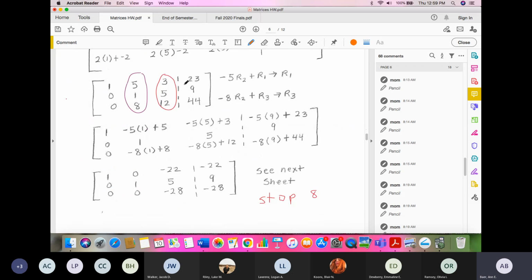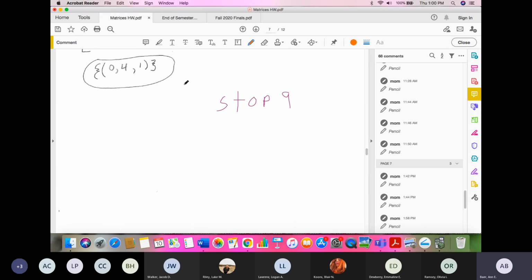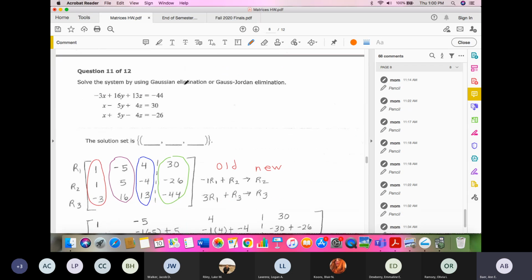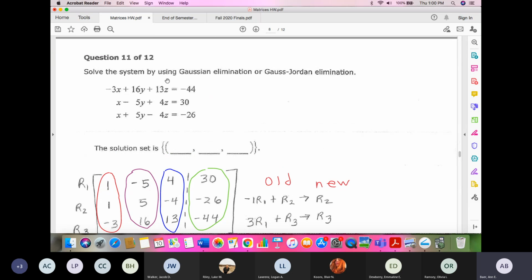So let's go take a look at where we stopped in your class. Let's take a look at number 11. In number 11, we want to solve the system by using Gaussian elimination or Gauss-Jordan elimination. We're actually using Gauss-Jordan elimination. If you know Gaussian elimination and you know back substitution, feel free to use that as long as you can write out your work, and that's fine too.